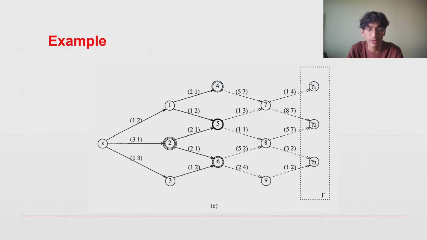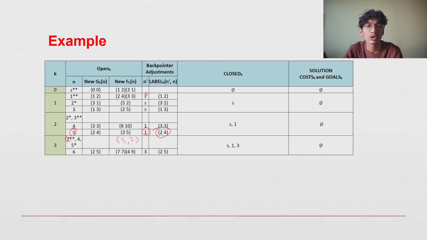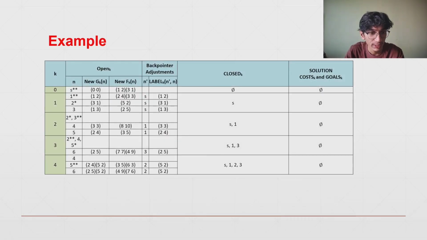So 6 comma 3 will be added because it is not dominated by any value of existing 5. So 6 comma 3 will be added. So as you can see, 3 comma 5 and 6 comma 3 is also added. For 6 similarly, we have 4 comma 9 and 7 comma 6, which replaced 7 comma 7.